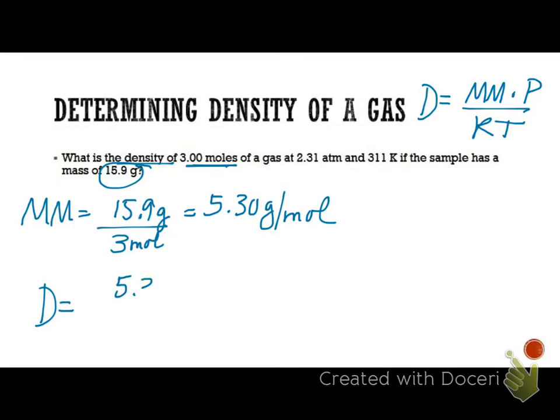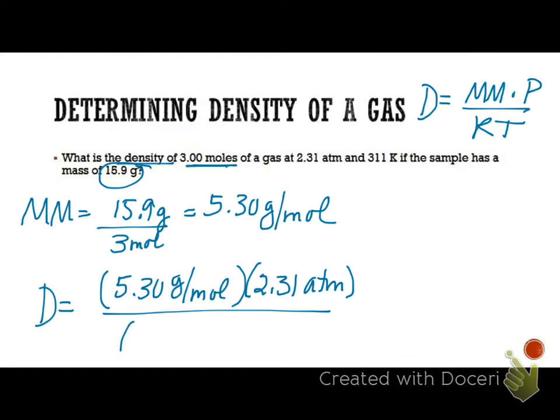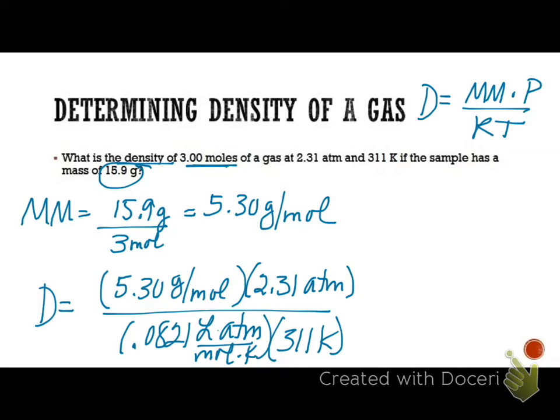So now I can throw that in my equation. 5.30 grams per mole. We have the pressure, 2.31 atmosphere. We have our R value, 0.0821. And we have our temperature, oh look there, they already gave it to us in Kelvin. So I cancel out moles, I cancel out atmosphere, I cancel out Kelvin, which leaves me with a unit of grams per liter, which is the unit for density. So I do that calculation. Looks like I need 3 sig figs, and I get 0.479 grams per liter.